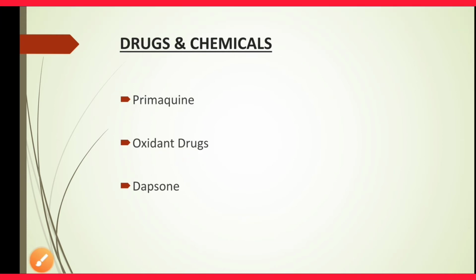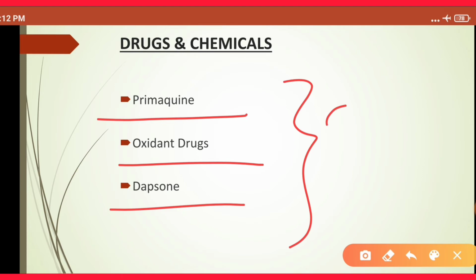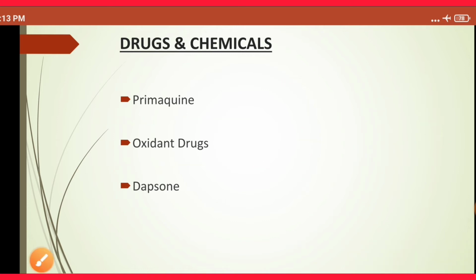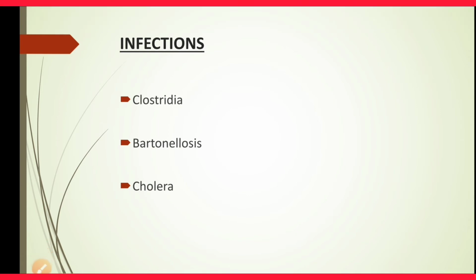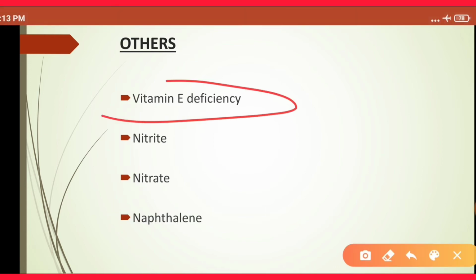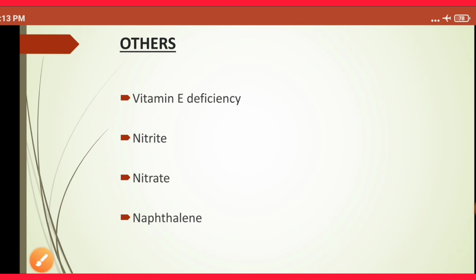Drugs and chemicals also can cause hemolytic anemia. The drugs causative for hemolytic anemia are primaquine, oxidant drugs, and dapsone. Particularly, they will cause hemolysis in G6PD deficiency. This G6PD deficient patient cannot withstand the oxidative stress, and so they will develop hemolysis following these drugs. Okay. Sometimes infection also can cause hemolytic anemia, particularly Clostridia, Bartonellosis, and cholera. The other examples are vitamin E deficiency, nitrates, nitrites, and naphthalene, excessive intake.